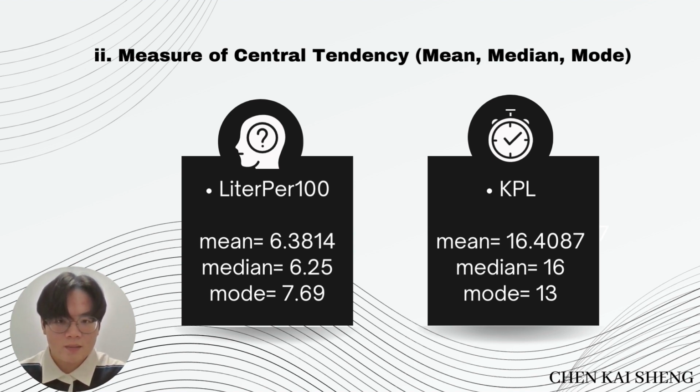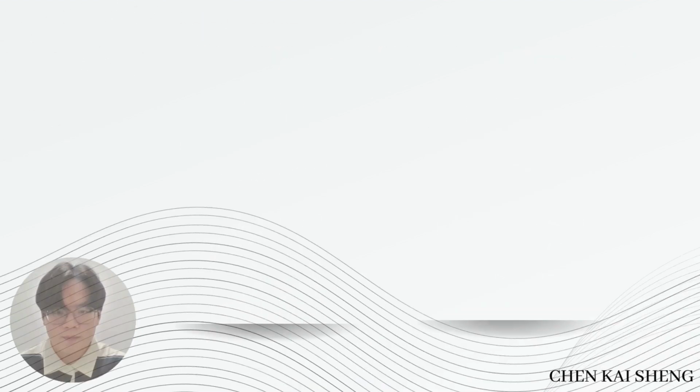The first one is liter per 100. The mean of liter per 100 is 6.3814, the median is 6.25, and the mode is 7.69. The second is KPL. The mean of KPL is 16.4087, the median of KPL is 16, and the mode of KPL is 13.